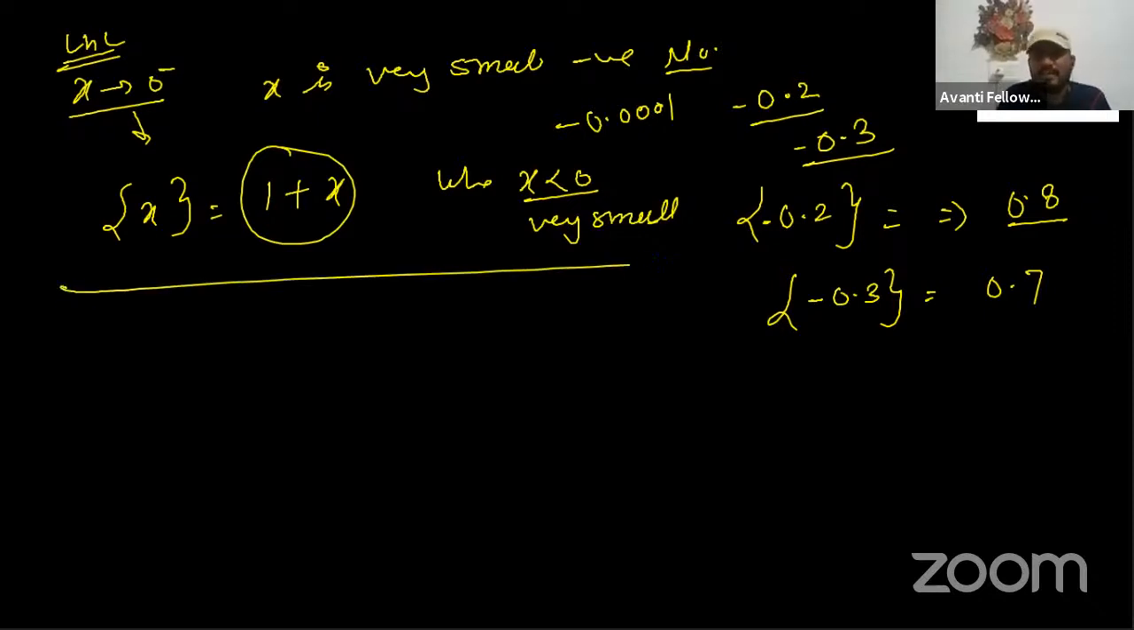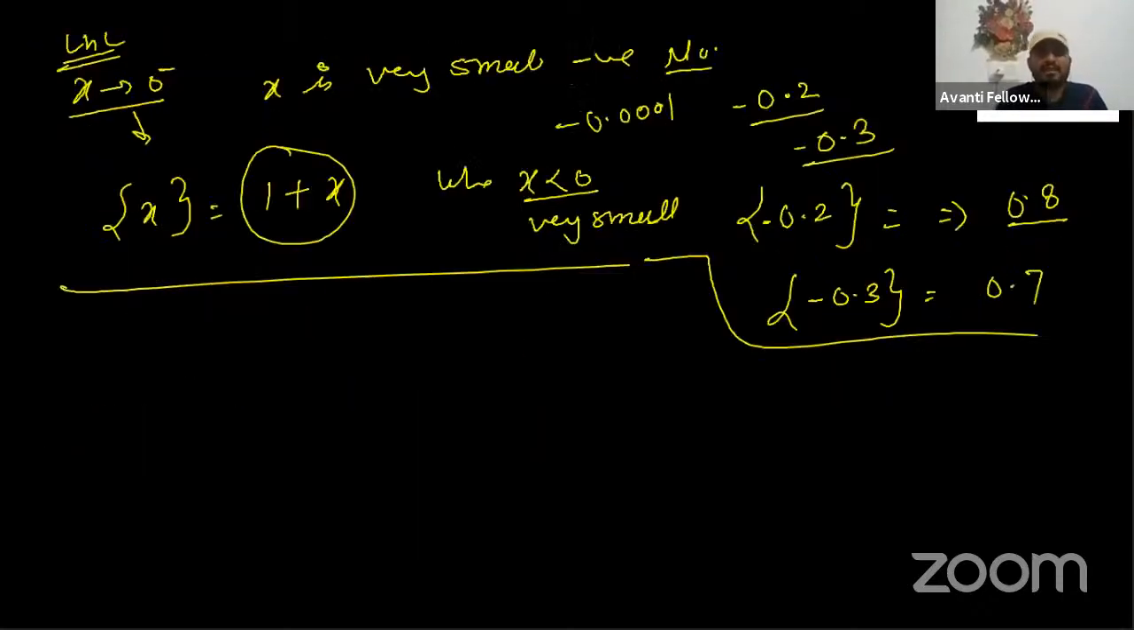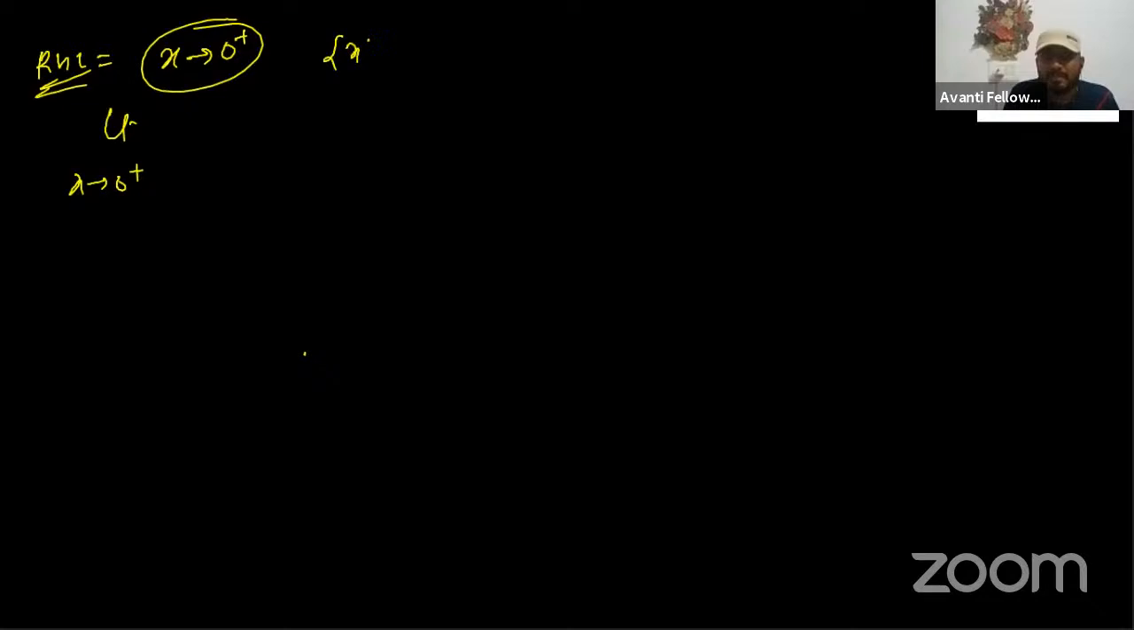Now these two pieces of information we will use. First of all, let's talk about the right hand limit, because we discussed the right hand limit first. Right hand limit means your x will be replaced with 0 positive, limit x is tending to 0 positive. Let me write this function. Now in this one, the fractional part of x will be x. Yes or no? This information will be used.